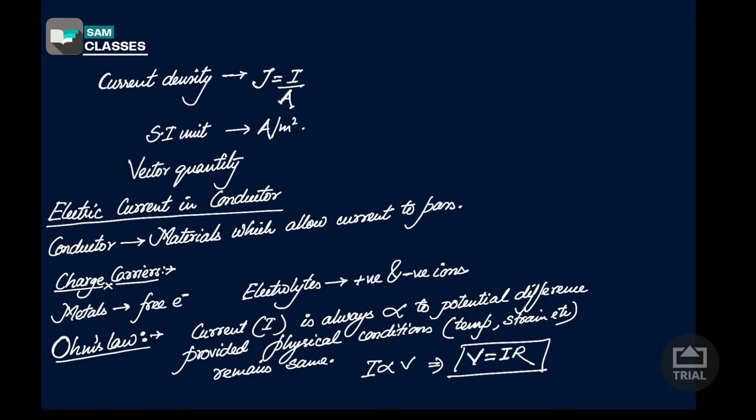Now, electric current in a conductor. Conductor is the material, we all know, which allows the current to pass. Charge carriers in metals are free electrons. In electrolytes, they are ions. Next is Ohm's law. What does Ohm's law say? Very simple, very easy. Current is directly proportional to the potential difference, provided physical conditions remain the same. So I is directly proportional to V, or V is proportional to I, and V is equal to IR. Very simple, very easy. What points are important here?